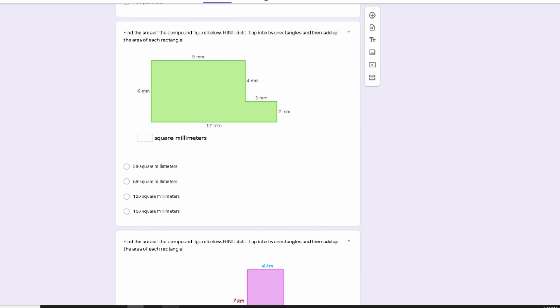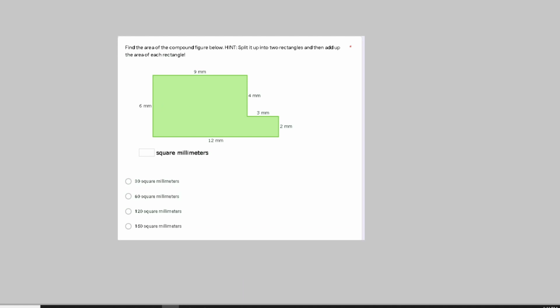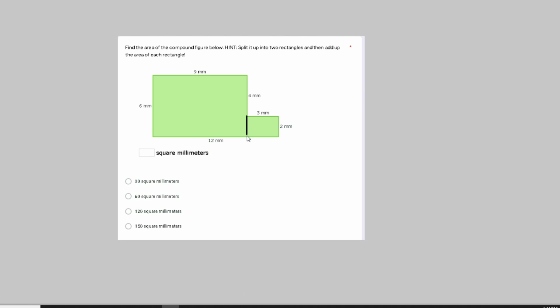Alright, find the area of the compound figure below. There's a few different ways you could have done this. One way is you could have split it up like this, or you could have split it up like this. Either way will give you the same answer. Let's do it like this.